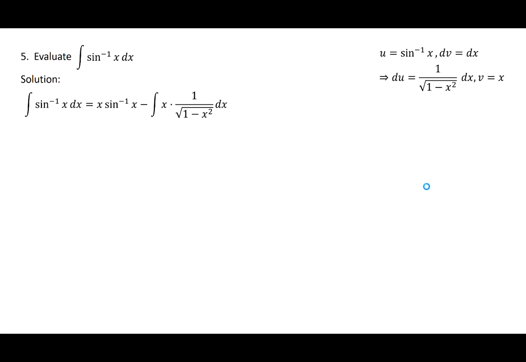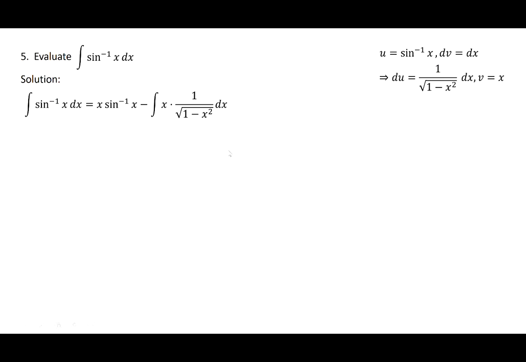Again, integration by parts with u equals sine inverse x and dv equals dx. Derivative of sine inverse of x, you must remember this, is 1 over square root of 1 minus x squared. So du is 1 over square root of 1 minus x squared dx, and v is equal to x. Cool. uv minus integral v du becomes x sine inverse x minus integral x times 1 over square root of 1 minus x squared dx.